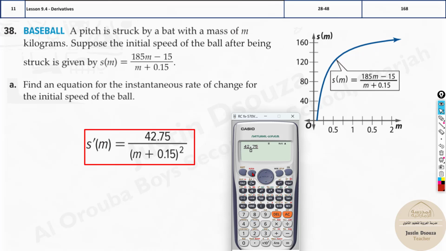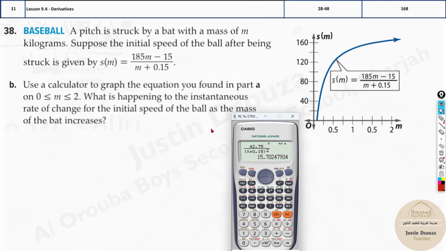42.75 divided by x. Now you open the brackets because we have to square it up, plus 0.15, close the bracket and square it up. And now calculate it at what? 1.5. The answer is 15.7024, the same answer we got. So this is how we can check that's the correct answer.